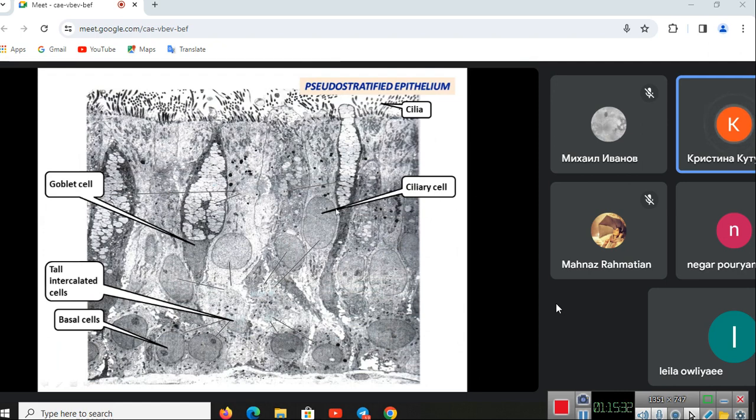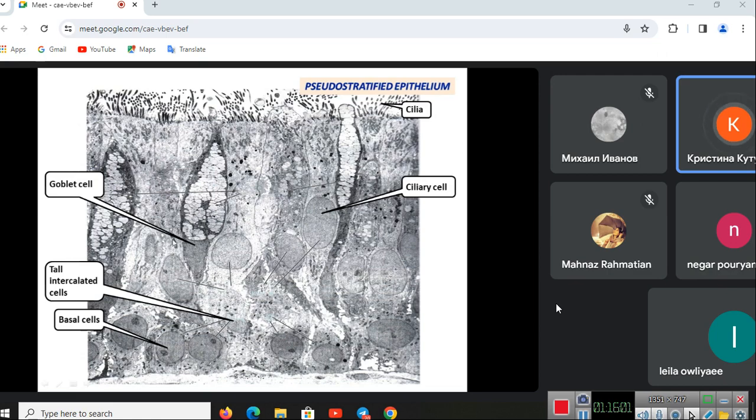So this is the cell nucleus of the ciliary cell. It reaches the basement membrane with its basal portion, and its apical portion reaches the surface of this epithelium, and it has cilia upon its surface. And as you can see here, the cell is filled with mitochondria. It needs a lot of mitochondria for movement of cilia.